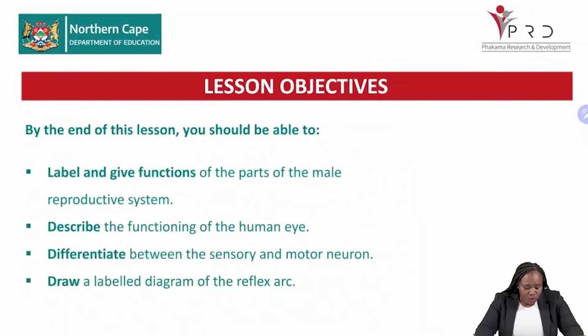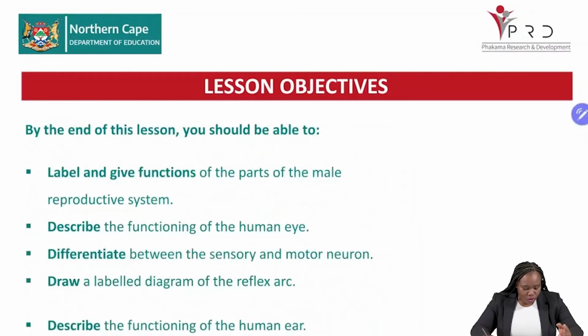So you should be able to draw a labeled diagram of the reflex arc, whereby you are going to be able to show all of these things: the motor neuron, the connector neuron, the sensory neuron as well, and just to be able to show which part of the system the sensory neuron goes through, so your ventral root and the dorsal root, and be able to differentiate that, right?